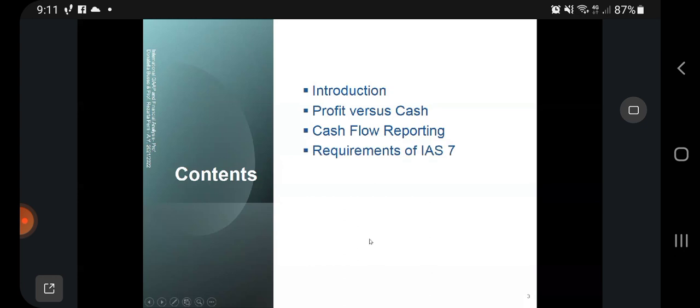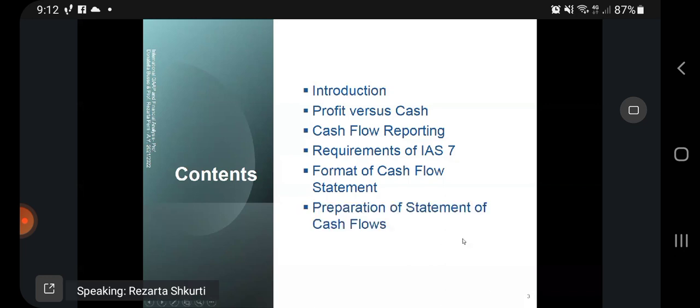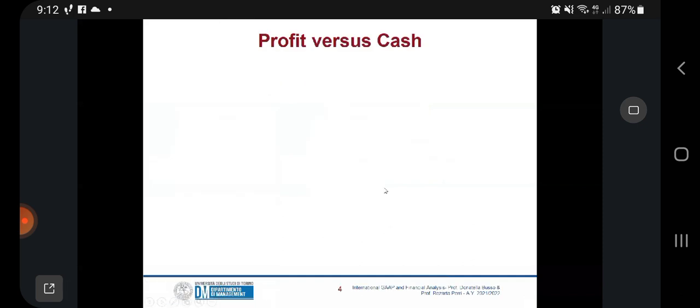Requirements of IAS 7: as it is a new statement, it also needed a standard to regulate and cover all the issues relating to this statement. The format of the cash flow statement: I mentioned that you will find different cash flows for different companies, but basically they are organized in the same way. All companies organize and categorize the cash flows under three classes: operating, investing, and financing. But inside them, you may find differences. But the format is the same. The preparation of the statement of cash flows, whether with the direct method or with the indirect method.